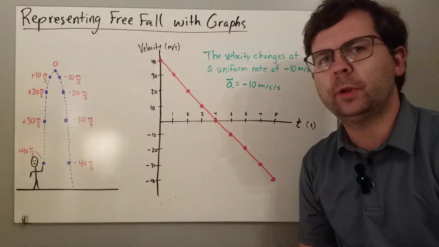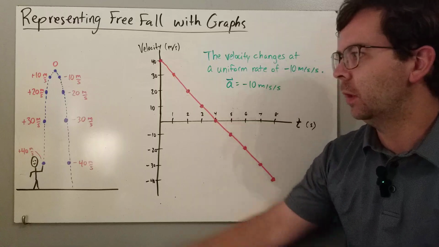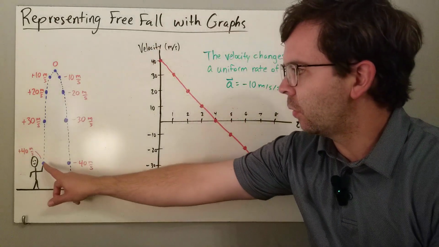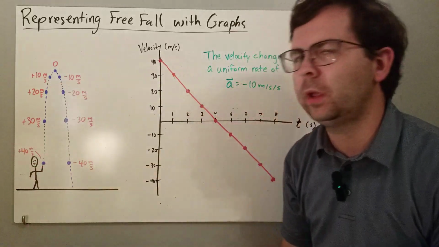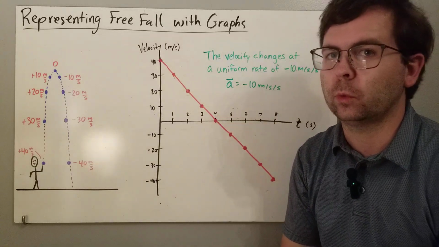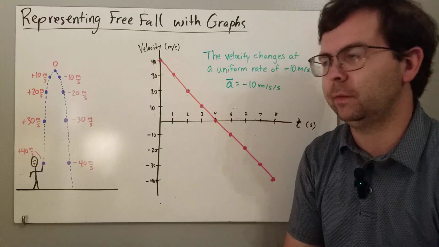Hi, this video is about representing free fall in motion graphs. Let's say that you have an extremely powerful arm and you throw a ball upwards at a speed of 40 meters per second. And let's say that there's no air resistance or wind or anything that would affect the flight of the ball other than gravity.